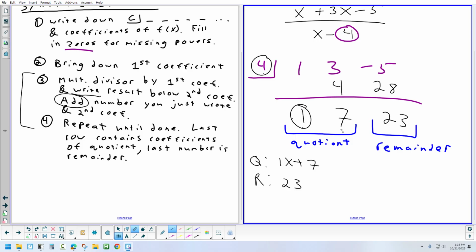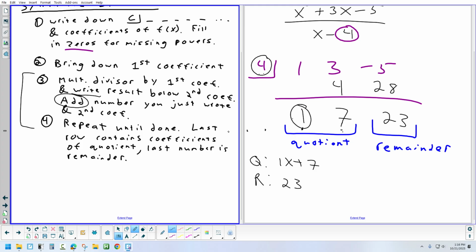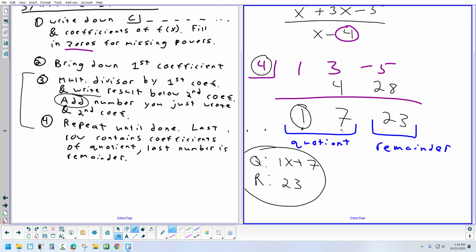This term right here is your constant. This is the coefficient of your x. If you had one here, it would be what goes in front of x squared, then what goes in front of x cubed, what goes in front of x to the 4th, and so on. So you just have to work your way over and write all your variables in. So you don't have any variables while you're doing the process, but at the end, you would want to explain what that quotient means. 1x plus 7. And that's it. That's synthetic division.